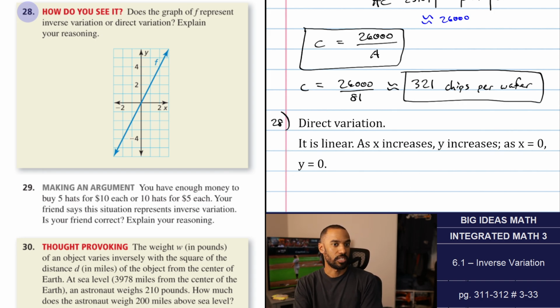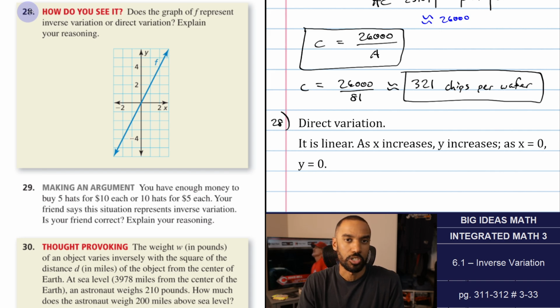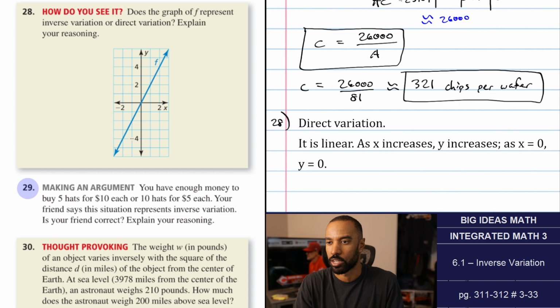As x equals 0, y doesn't equal 0 would be an example of non-direct variation. So a linear equation where x and y don't equal 0 would be indirect.